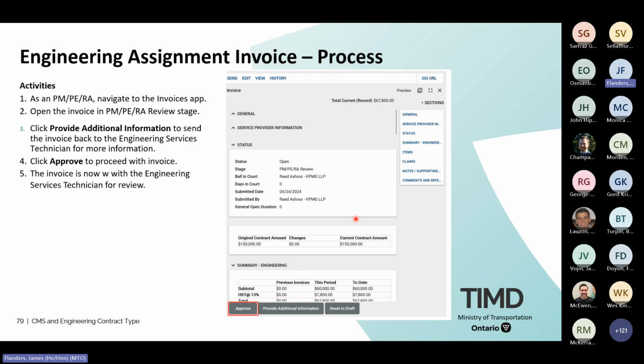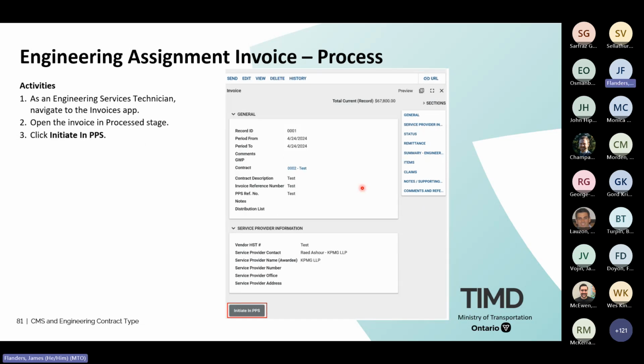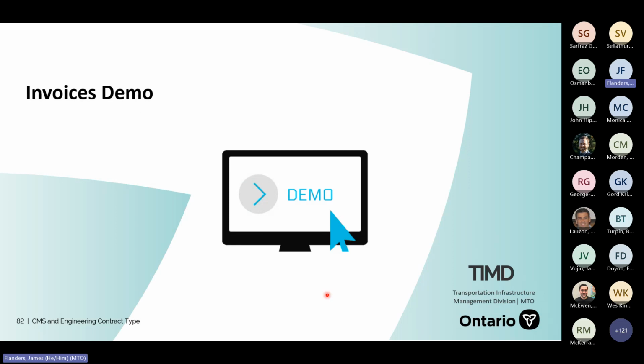Again, they can review it as well, just to make sure that all the information matches up with what they're expecting. And then it goes back to the EST. So then the EST is able to process it. And this allows them to basically say, okay, this invoice is done and ready for PPS. And then they can initiate in PPS. And then after initiated in PPS is done, that's it.